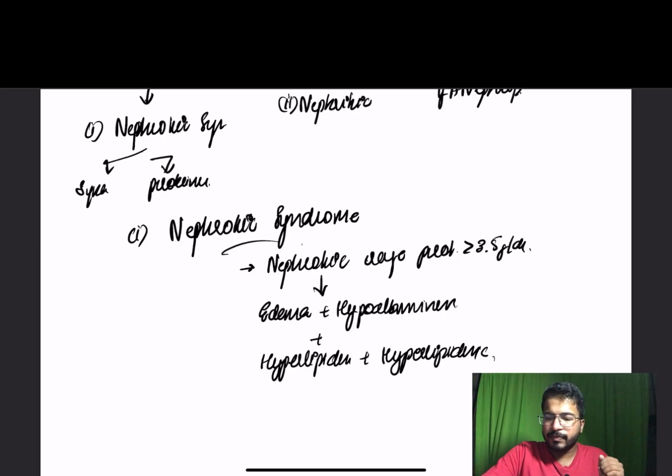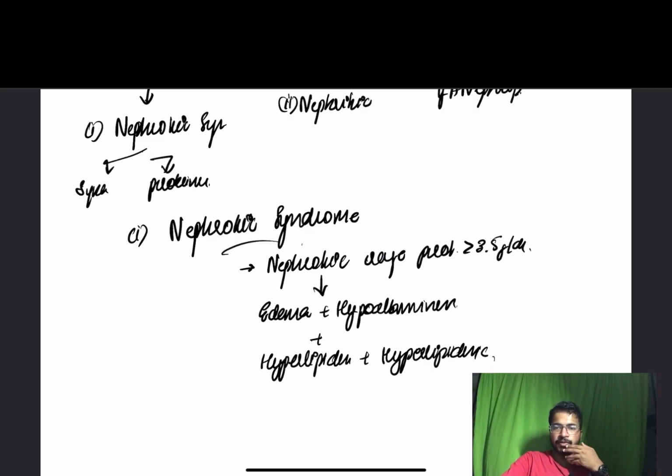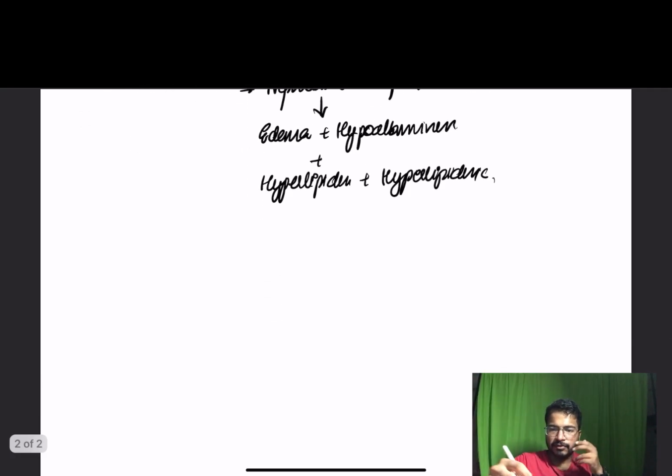Basically, I have seen people saying that the 24-hour urinary protein is 3.5 grams, so this is nephrotic syndrome. It's nothing like that. It's nephrotic range proteinuria that leads to hypoalbuminemia, which leads to reduced oncotic pressure, resulting in edema, which is also accompanied by hyperlipidemia and hyperlipiduria. So if the entire complex is present, you can call it nephrotic syndrome. Okay, so that is nephrotic syndrome.